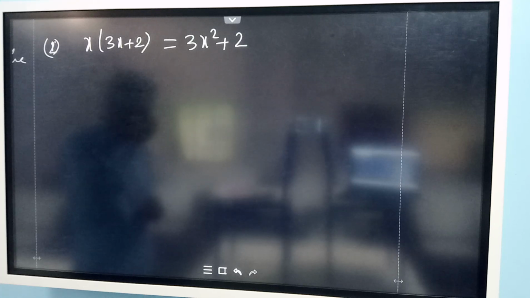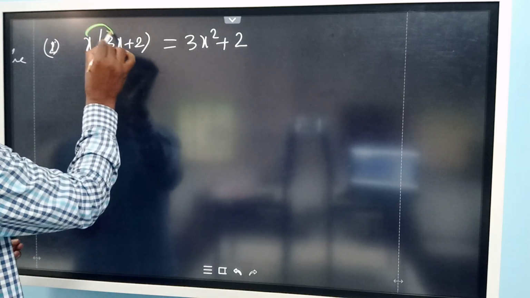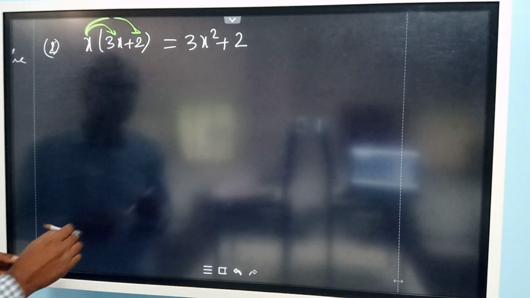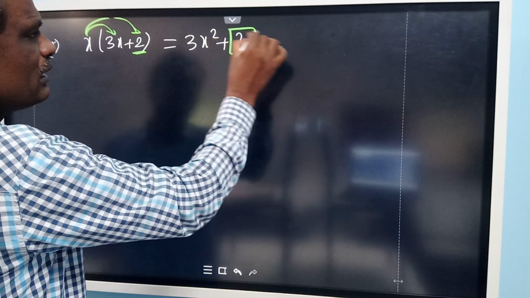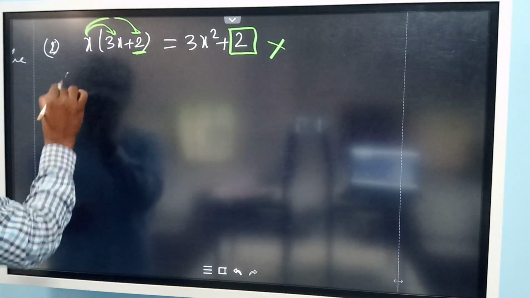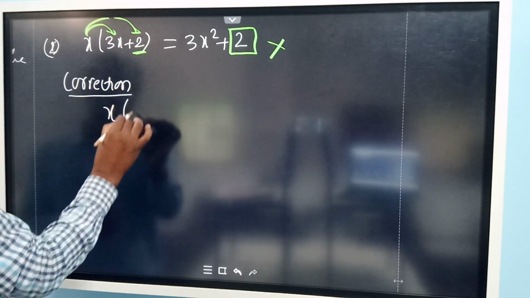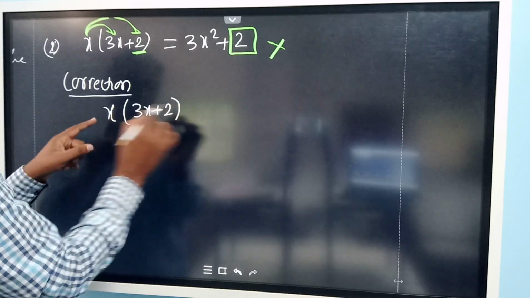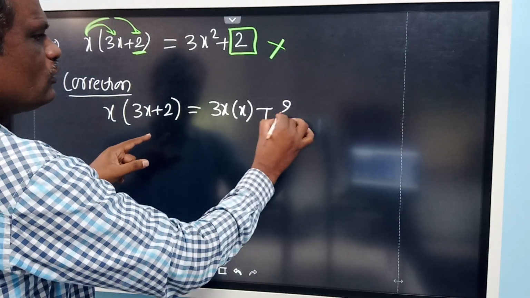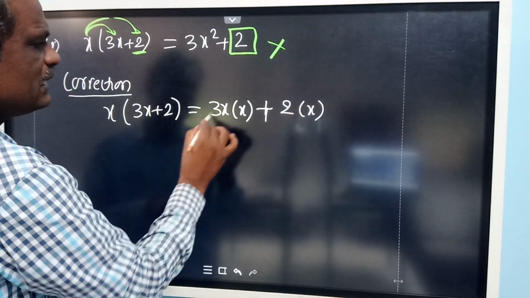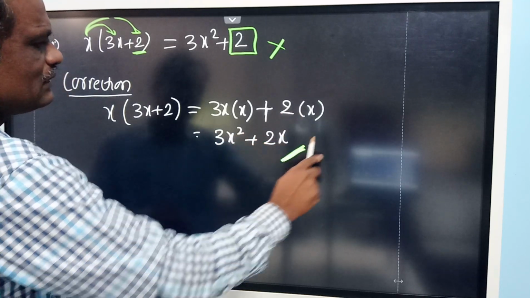So x should be multiplied to both 3x and 2. So here x should be multiplied to 3x and also to the 2. But here it is multiplied only to this 3x but not to this 2. So this is wrong. So now the correction here. What is the correct method here? x into (3x plus 2) means multiply this x to both: 3x into x plus 2 into x. So 3x into x means 3x square, 2 into x means 2x. So this is the correct method.